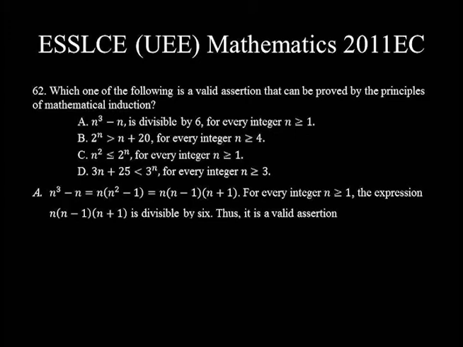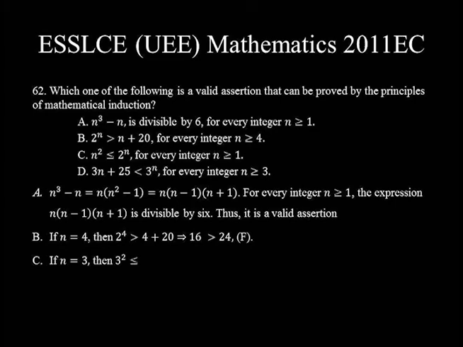Choice B, 2 to the power of n greater than n plus 20 for every integer n greater than or equal to 4. If n is equal to 4, then 2 to the power of 4 greater than 4 plus 20. This implies 2 to the power of 4 is 16, greater than 4 plus 20 is 24, which is false. Choice C, n squared less than or equal to 2 to the power of n for every integer n greater than or equal to 1. If n is equal to 3, then 3 squared less than or equal to 2 to the power of 3. This implies 3 squared is 9, less than or equal to 2 to the power of 3 is 8. This is also false.